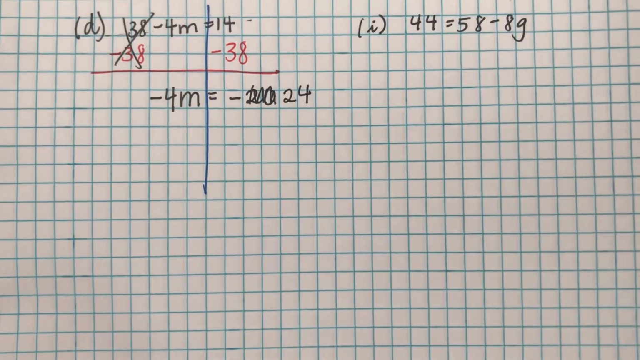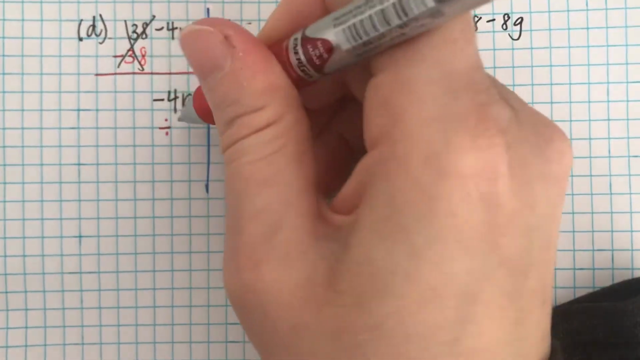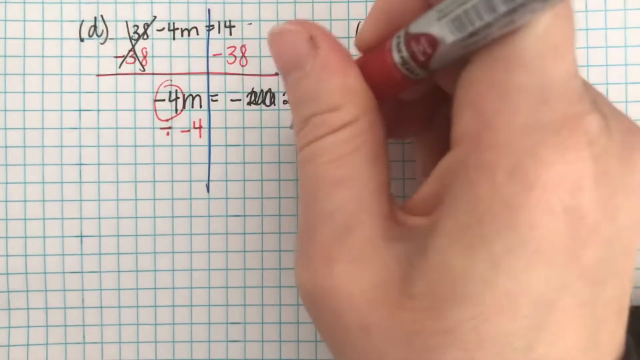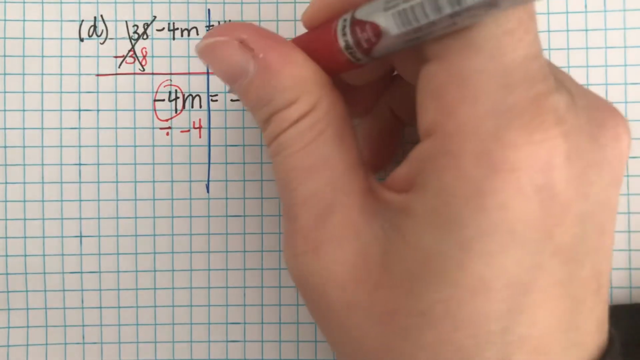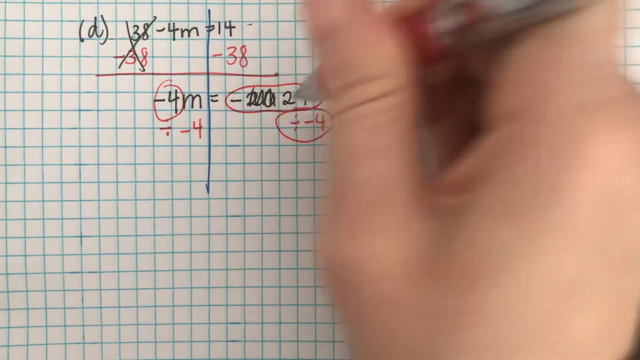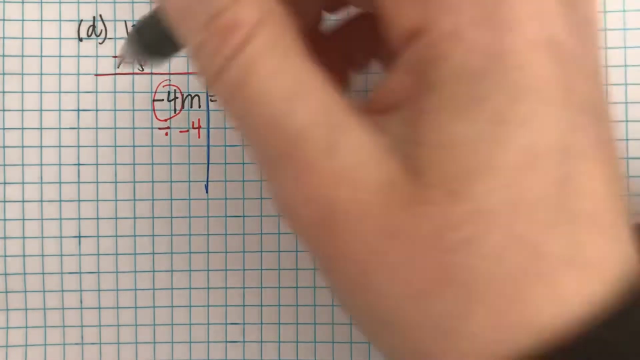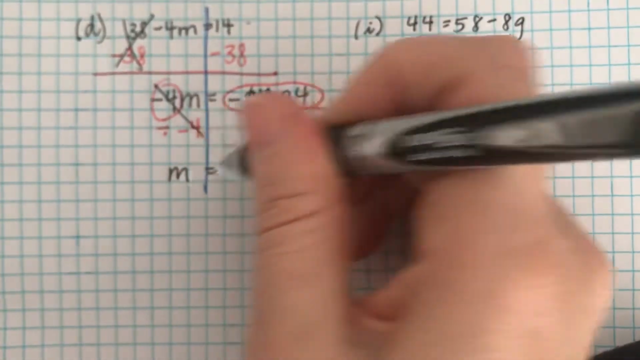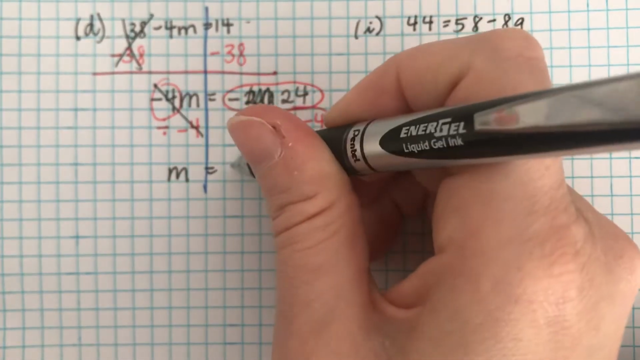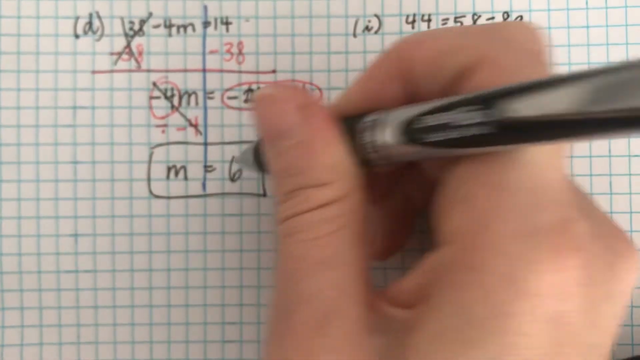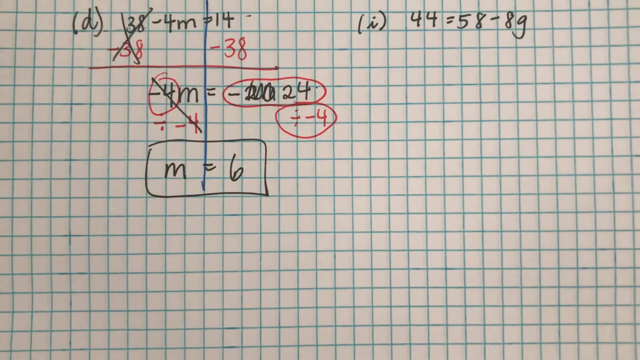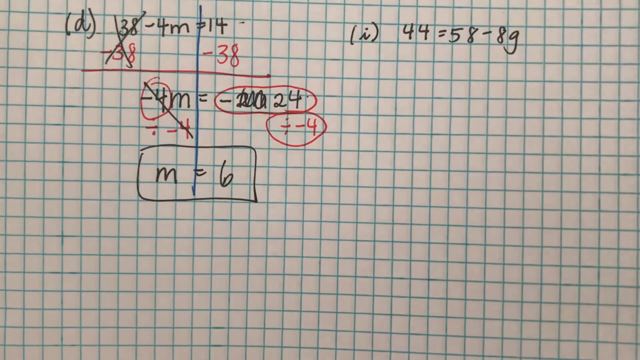Last thing I need to do is get m alone. Remember to divide by a negative 4. Okay, divide by negative 4. So this is a minus 24 divided by negative 4. These will cancel out. m equals negative 24 divided by negative 4, which is positive 6. Yeah? Okay, and then last question, question I.